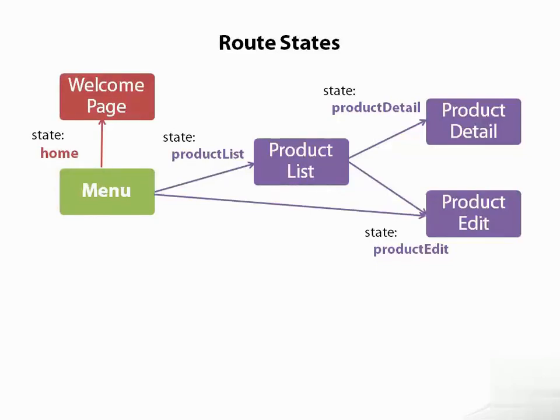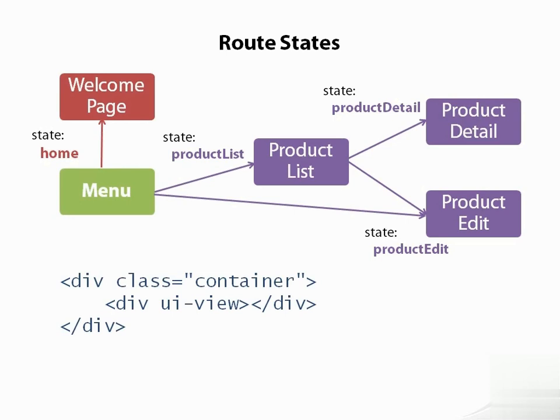Here again is the sitemap with our defined route states. The states correspond to a specific place in the application. Each state defines the view, the controller associated with that view, and other state properties. When the defined state is activated, the associated view is displayed within the tag marked with the UI view directive, and the associated controller is executed.